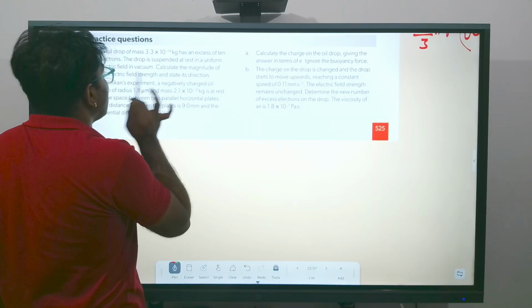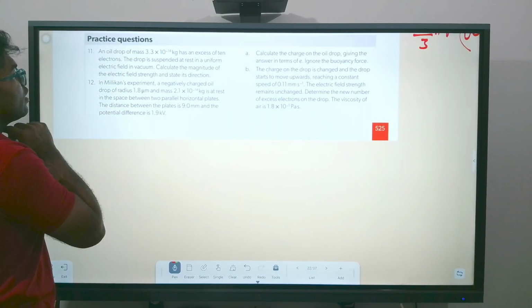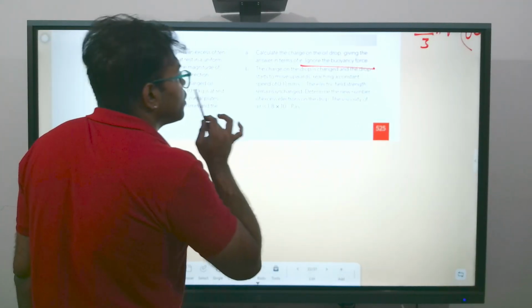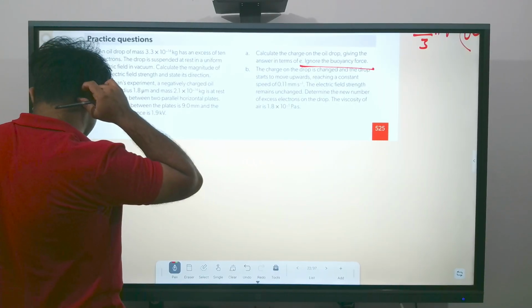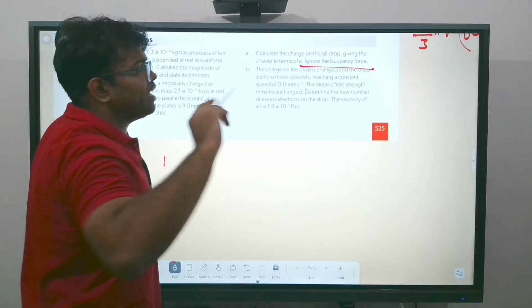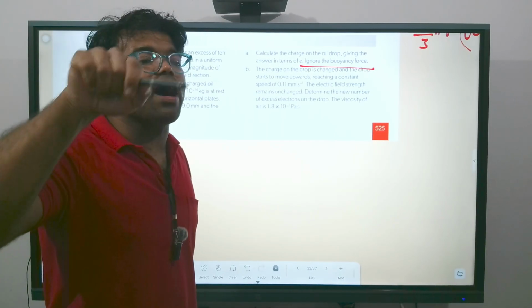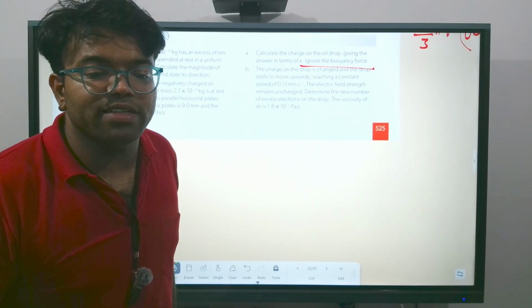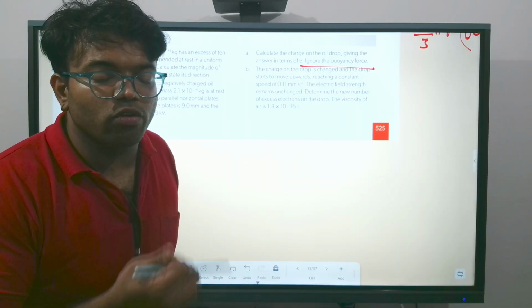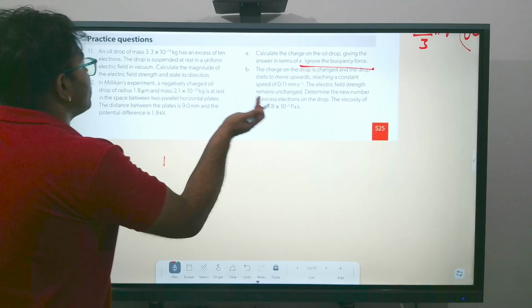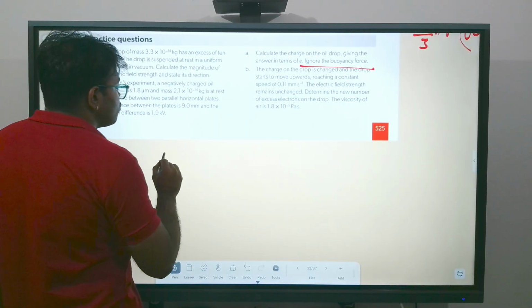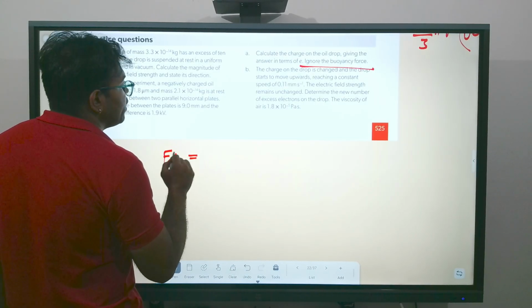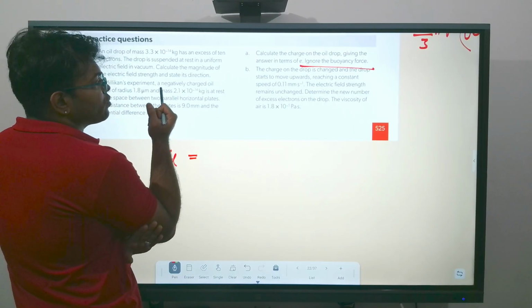So we have to ignore the buoyant force in this whole question. That's what they have said, right? Ignore the buoyant force. No, because see, if they had asked us to calculate the buoyant force, they would have given us the density of air, right? We don't know the density of oil or the density of air or the density of anything, so buoyant force is ignored. So we can write it as force due to drag should be equal to the drag force.